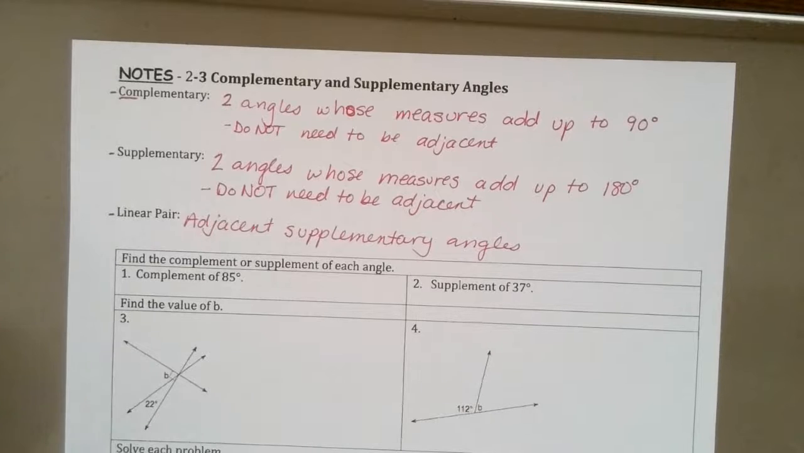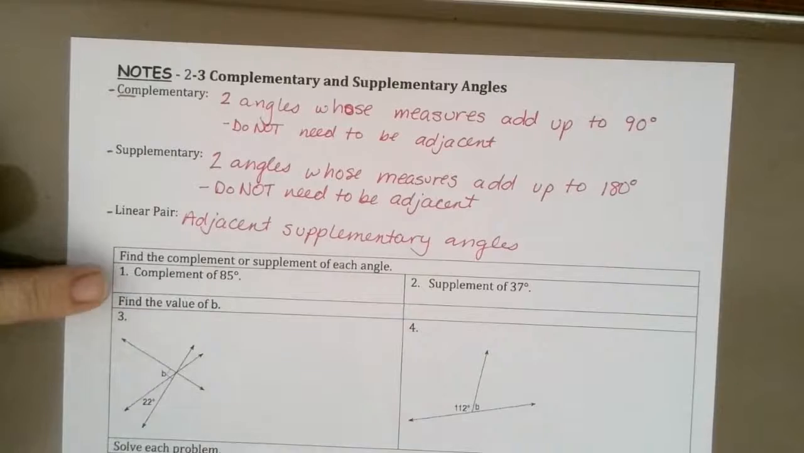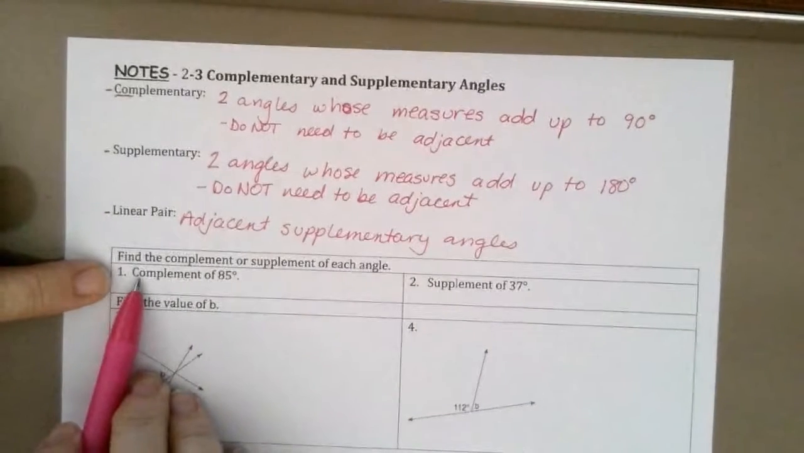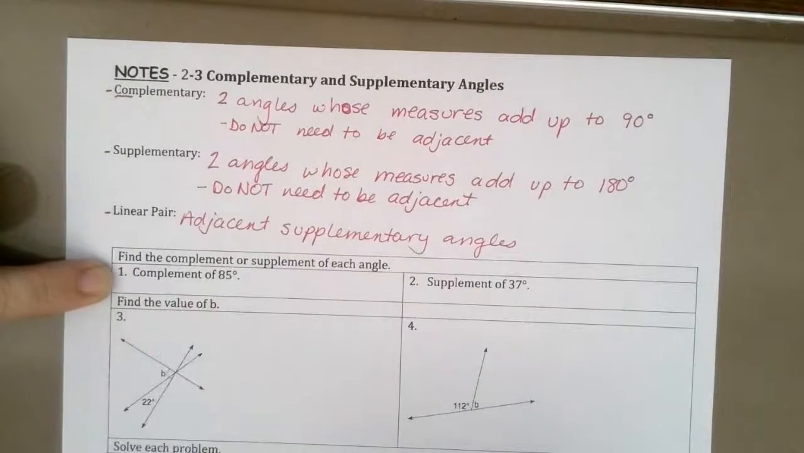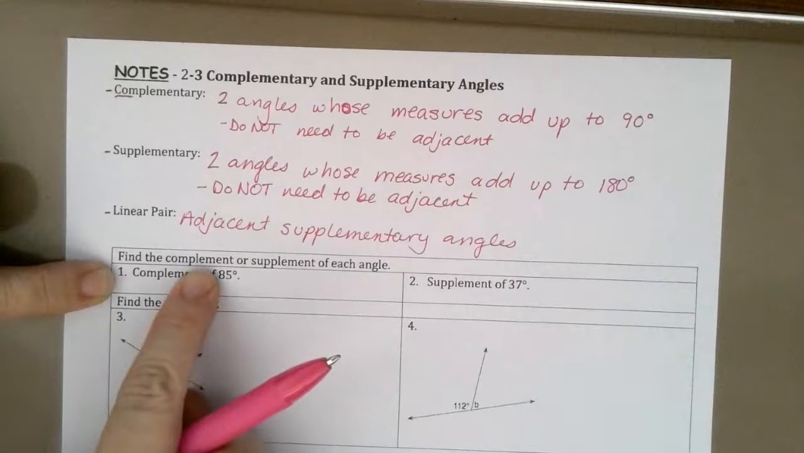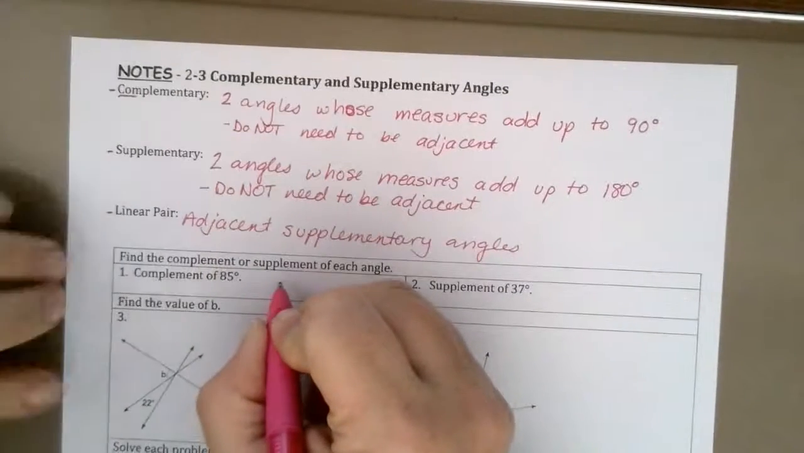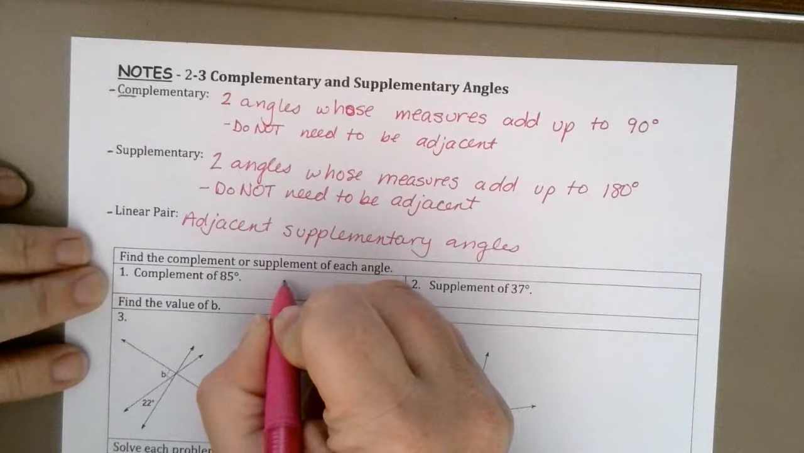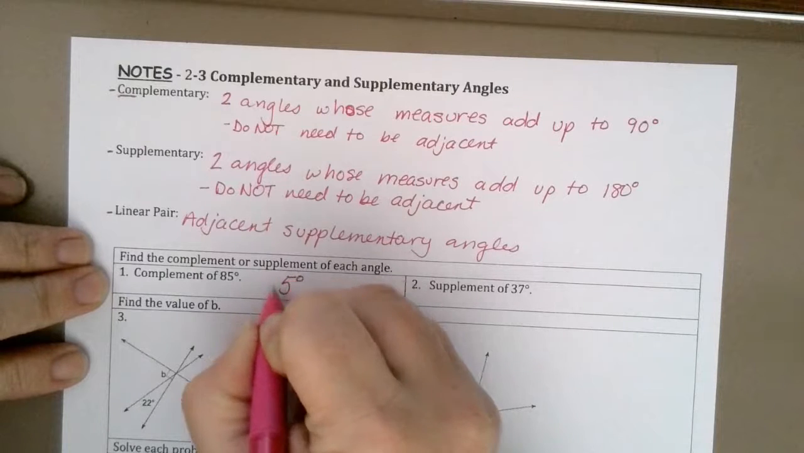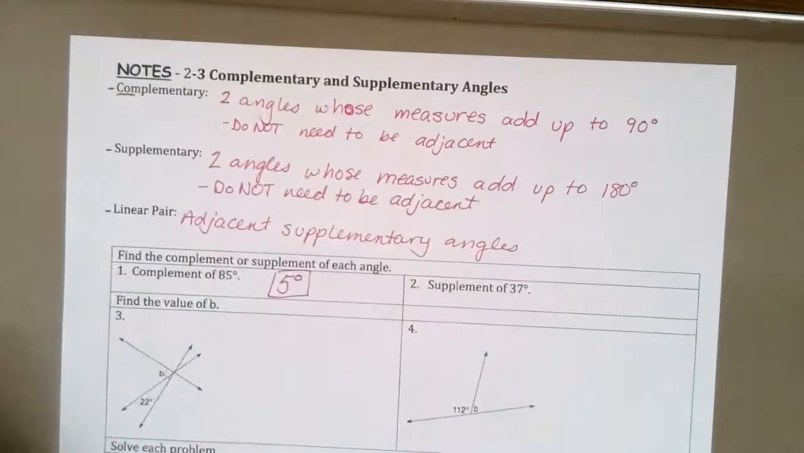Okay. All right, number one, find the complement or supplement of each angle. Now this one is asking for the complement. What does complement mean? It's the degree measure that would add to this to get a total of what? 90 degrees. So the complement of 85 degrees, what do you add to 85 degrees to get 90? 5. So the complement of 85 degrees is 5 degrees.